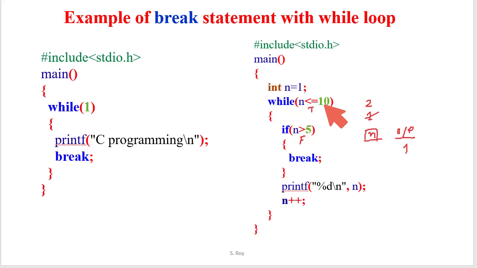Now 2 is less than or equal to 10, so again this provides a true signal. Enter into the block. 2 greater than 5 is false. It will not execute the break statement. We will get the output 2. n will be incremented to 3.